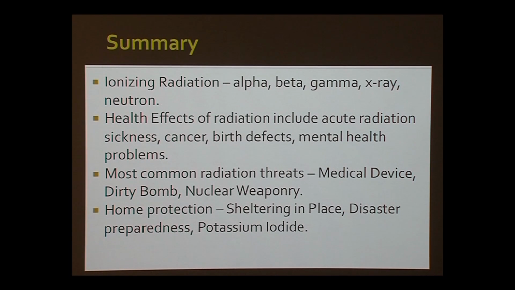The radiation threats that we prepare most for or are most familiar with potentially happening are things like medical device exposures, dirty bombs, and nuclear weaponry. And I should have here, nuclear power as well. And then probably the most important point of the whole discussion, not just for radiation but for any type of disaster, is it's really important to have a home disaster plan. Have a disaster preparedness plan at your home, have extra food, extra water that you know is not contaminated so that you're able to protect yourself during one of these events, okay?